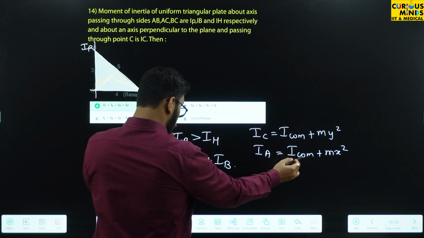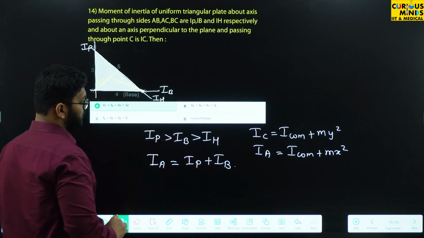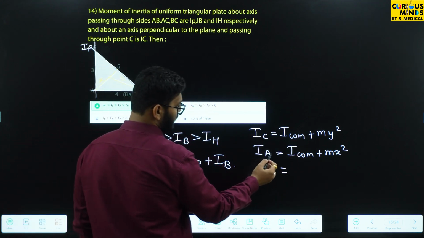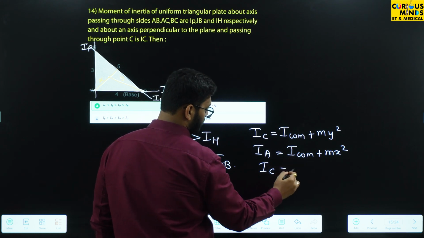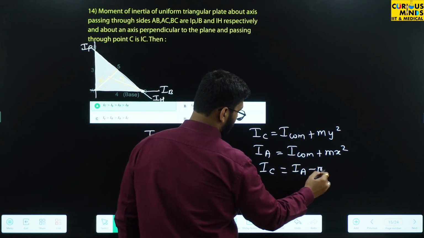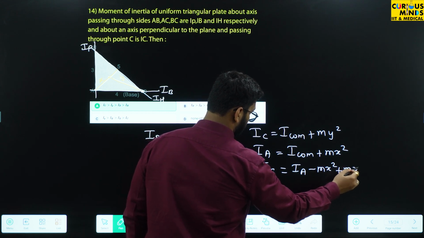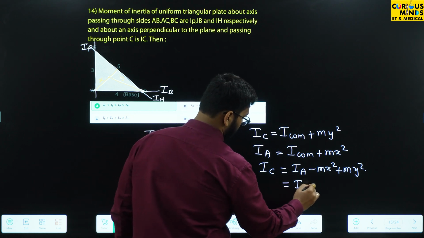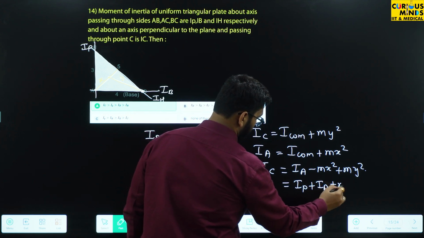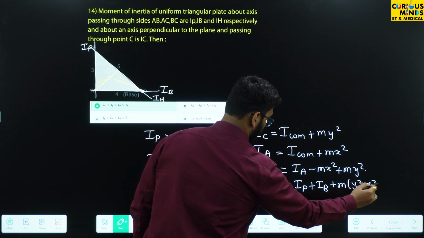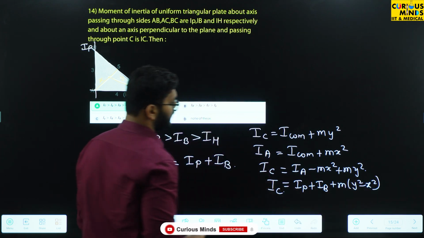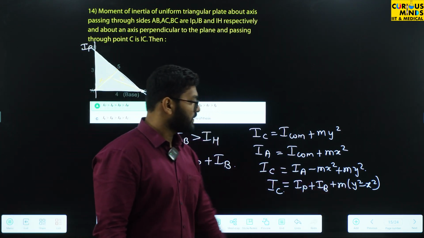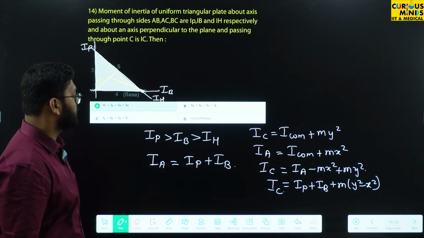Now we can put this value of IA in this. We want to find IC, so ICOM can be put from here as IA minus mx square. IC is IA minus mx square plus my square. But IA is IP plus IB, so IC is IP plus IB plus m times (y square minus x square). You can see clearly IC is nothing but the addition of IP and IB plus m(y square minus x square).